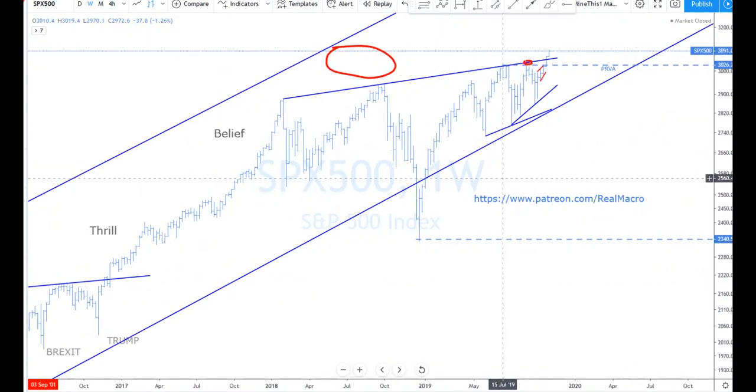Yeah, so we've broken out in the S&P. But again, you don't want to be chasing shit. You want to wait for it to correct and then start curving back up. And then that would be nice.